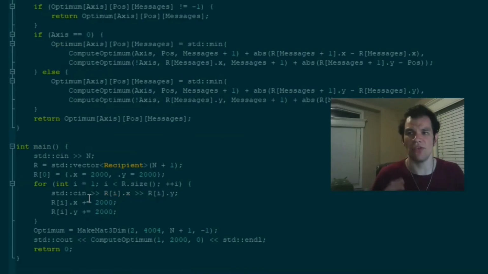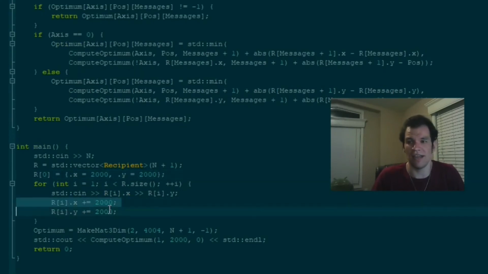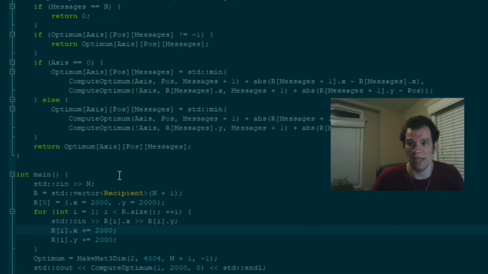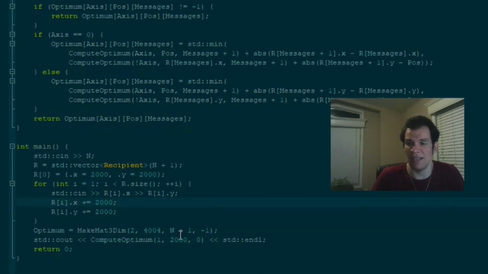This is the code for solving the problem. I think it's very straightforward. Maybe the only detail that it may seem odd is that I added 2000 to each coordinate, and that's because the problem also considers negative numbers, so I'm adding 2000 to make all of them positive. And also I'm moving the origin to 2000 and 2000.